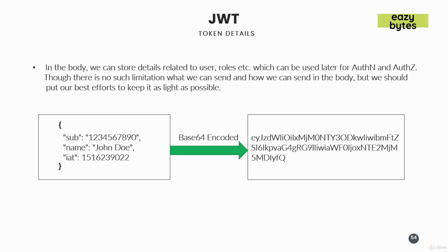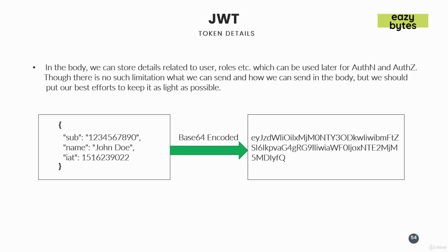Post the header part, we have a body part where we can store data related to the user, their roles, which can later be used for authentication and authorization purposes. And there is no limitation on what we send inside the body and what the size of it is. We can send any size of data inside the body part, but it's our responsibility to keep it as light as possible so that we don't create latency issues in the network.